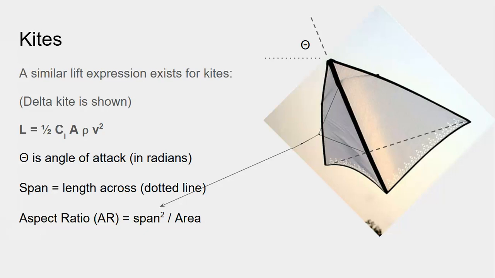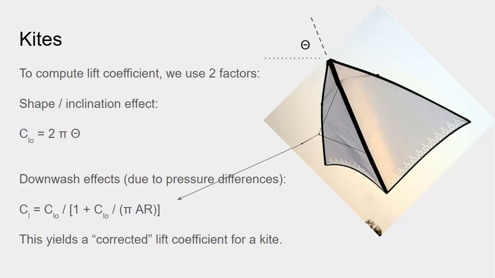You'll have to measure the area. You'll have to approximate the angle. If you can't approximate it by taking video and or picture and then approximating it, I'll give you an angle to think about. And the span squared divided by the area gives you something called the aspect ratio.